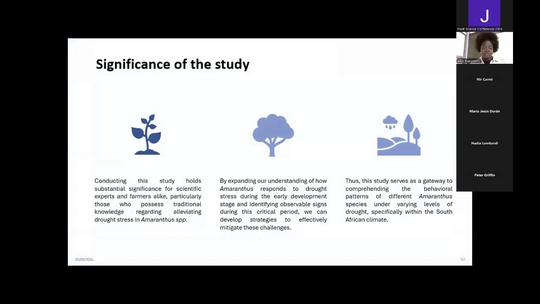The whole idea of this project is to first of all conduct a relationship or strengthen the relationship between farmers and scientists alike, as farmers possess some of the traditional knowledge regarding the plant itself. And then by expanding our understanding of Amaranthus and how it responds to drought stress, we can effectively develop strategies to mitigate the different challenges that we're facing worldwide. And finally, the study will serve as a gateway to comprehending the behavioral patterns of different Amaranthus species at varying levels of drought, specifically within the South African climate.